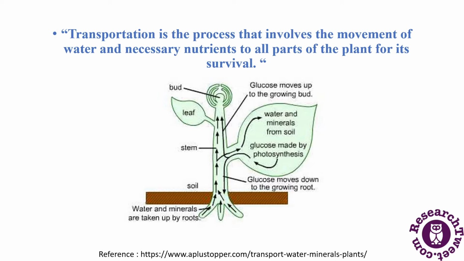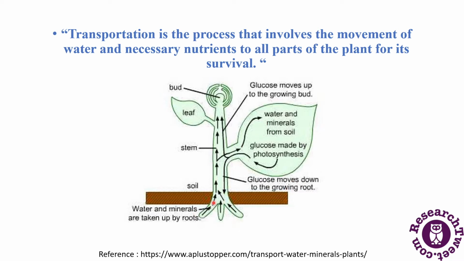So here is a figure which is showing a plant, and the water and minerals are taken up by the roots. So this is the soil and the roots are below the soil. Water and minerals are taken up by the roots, and glucose moves down to the growing roots. Here is a bud, and there is a leaf, and the stem is also labeled. So glucose moves up to the growing bud, and it is also going down for the growth of the root.